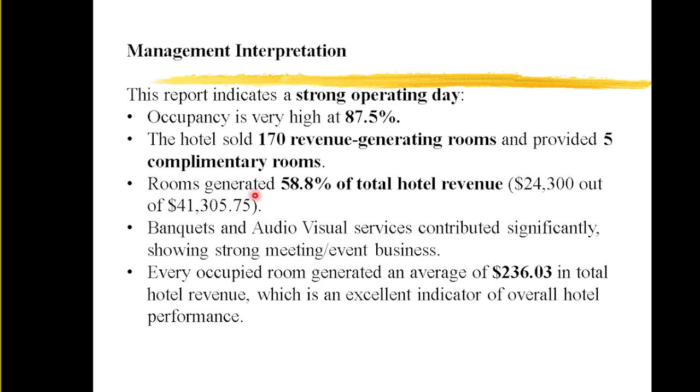Then you have the rooms generated, that is 58.8% of the total hotel revenue, that is $24,300 out of $41,305.75. So banquets and audiovisual services contributed significantly, showing strong meeting and events business. So marami silang booking. So every occupied room generated an average of $236.03 in total hotel revenue, which is an excellent indicator of overall hotel performance. Okay?